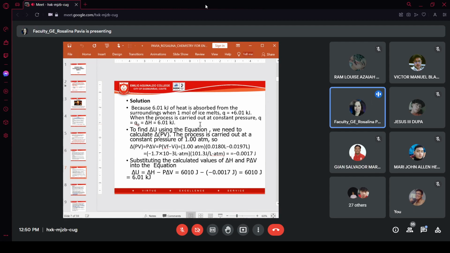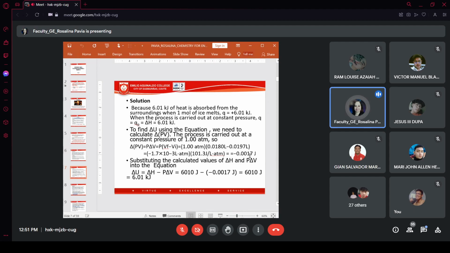Now, to find delta U using the equation, we need to calculate delta PV, kasi mayroong change in volume, di ba? So the process is carried out at a constant pressure of 1 atmosphere. So ilalabas natin si pressure, P, meron na. Tapos we will get the difference in volume, final minus initial. So, your pressure is 1 atmosphere times the change in volume, final minus initial. So, 0.018 minus 0.0197, we have negative 0.0017 or negative 1.7 times 10 to the minus 3 liter atmosphere. Okay? Liter atmosphere ang unit.